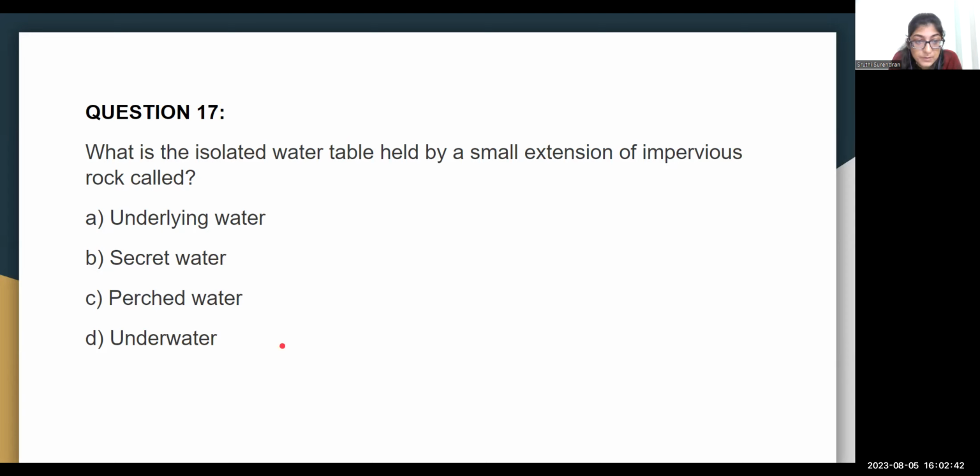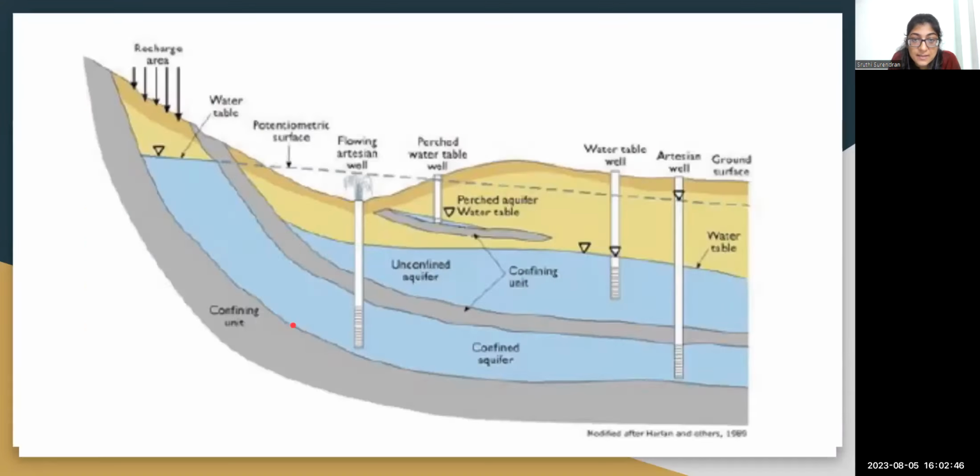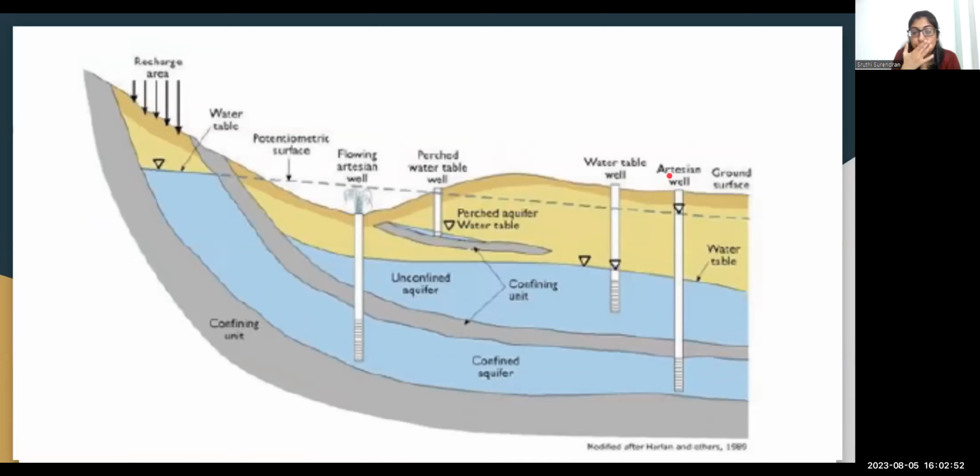Okay, so right, like so many of you told, it's called perched water. Let's see what a perched aquifer is. We talked about aquifers. Vagisha, I'll be telling about the pressure thing also here.